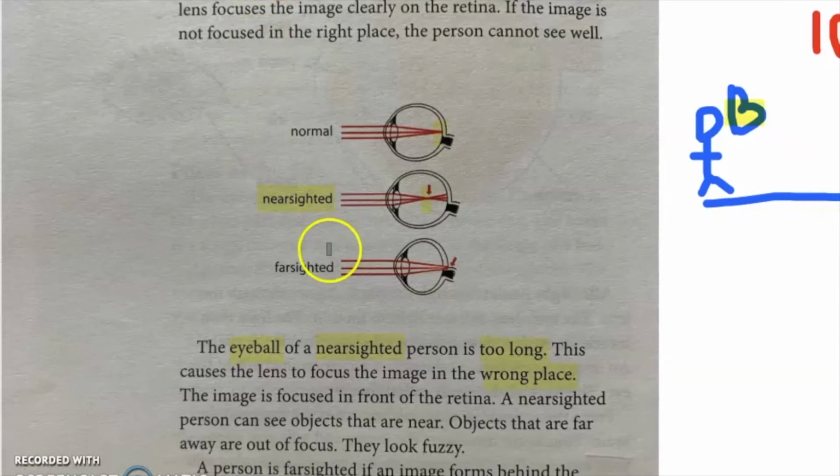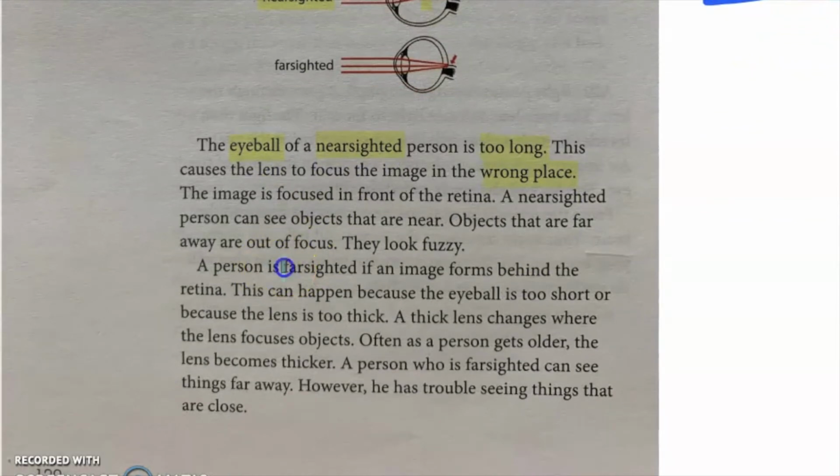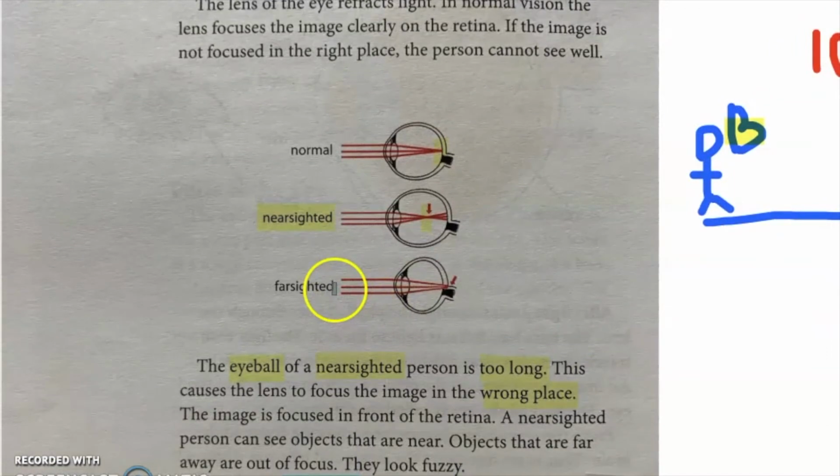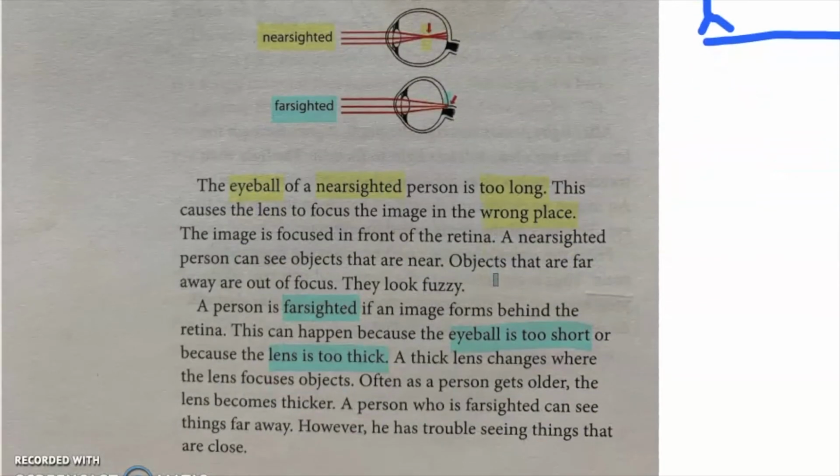Then what about farsighted? So people who are farsighted can see images from a farther distance. It's because the eyeball is too short or the lens is too thick. And what will happen? So let's look at the diagram here. For a farsighted person, when you look at the size of the eyeball, you can see that it's slightly smaller than the normal one. And because of that, it has a different focus point, which is behind the retina. And people who are farsighted can see things that are far away, but can't see things that are very close.